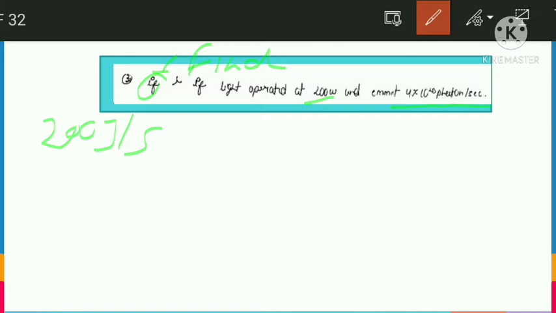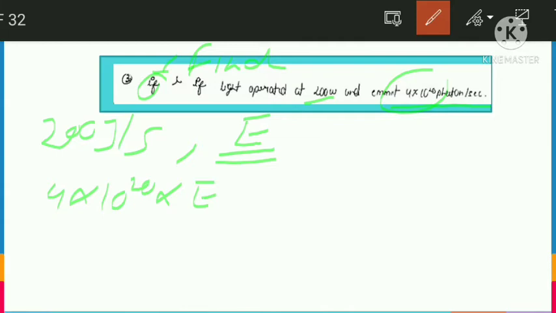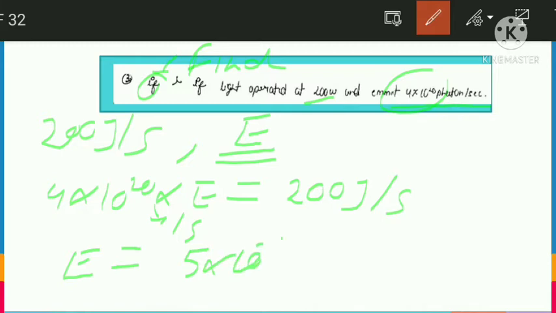Can we find the energy of each photon? Yes, let's say the energy of each photon be E. Then we can write, the total number of photons 4 × 10^20 into the energy of each photon will be equal to 200 joules, because this number of photons are emitted per second, and this is the power of the source per second. So we can get the energy of each photon. Remember my word, each photon. By dividing these two, we get a value of 5 × 10^-19 joules. This is the energy of each photon.